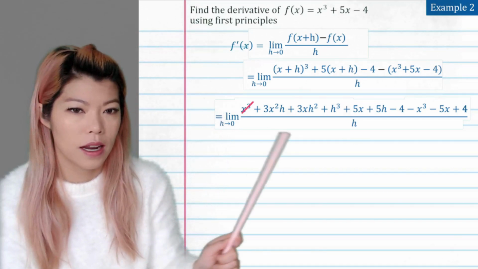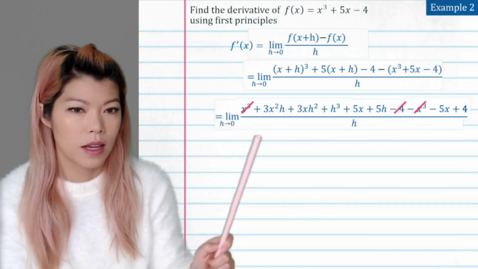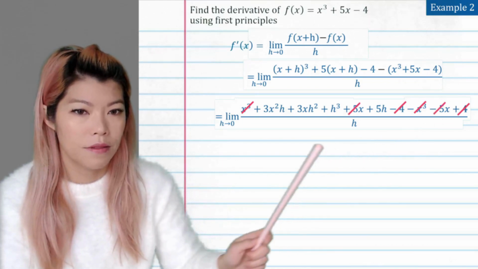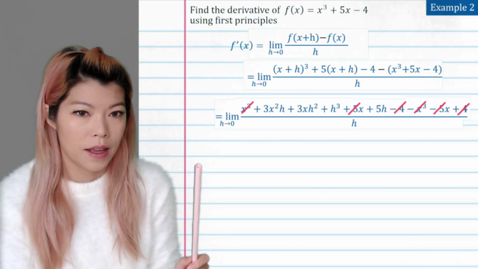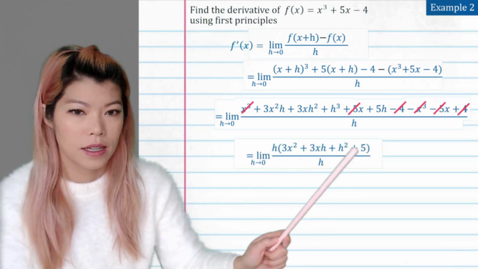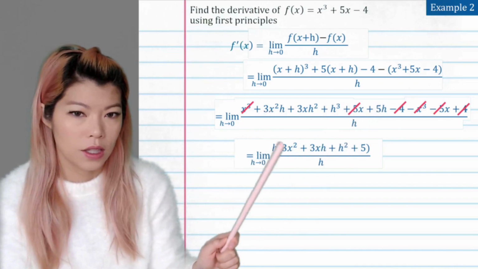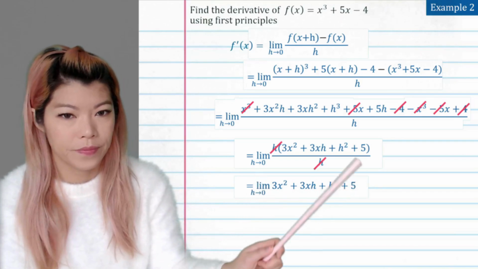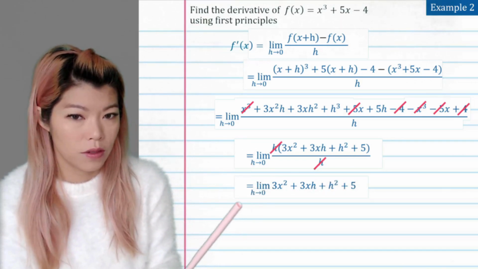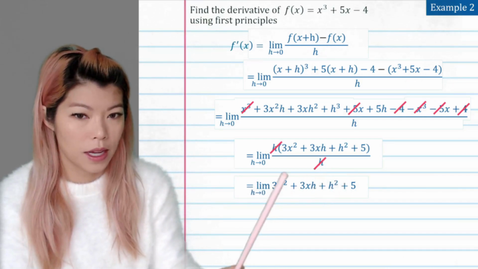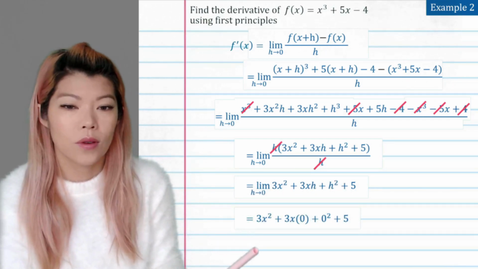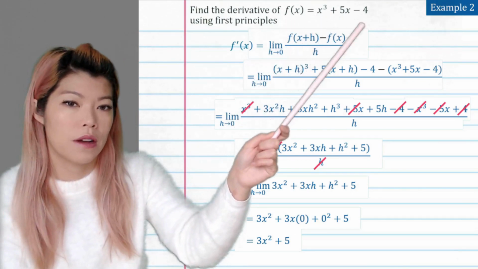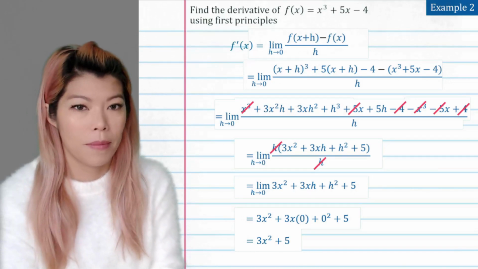So now we cancel things that are the same, all the same terms. So minus 4 and the 4, anything else? The 5x and the 5x, and then that's it. So now we're left with that, and we can take h out of the top line, so we can cancel out the two factors. Now we're left with that monster, and now we sub in h equals 0 to find the limit, so that term and that term can disappear, which is nice. So we're left with 3x squared plus 5. So the derivative of x cubed plus 5x minus 4 is 3x squared plus 5.